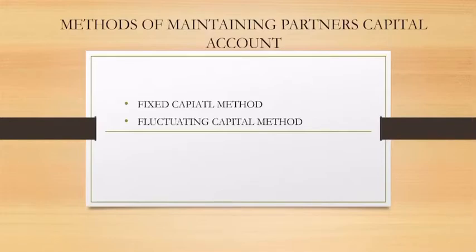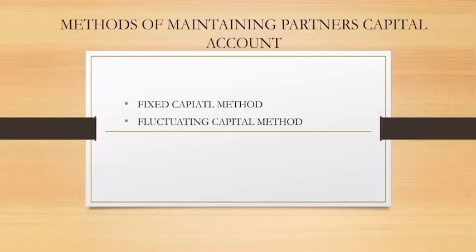Here we have two different methods of partners capital account. The first one is fixed capital method. The second one is fluctuating capital method. As we have understood already, under the fixed capital method, we prepare two different accounts. One is the partner's capital account and the other one is the partner's current account to record the various transactions and adjustments related to the partner's capital account. But in case of fluctuating capital method, we prepare only one account, that is the partner's capital account, and we consider all the adjustments related to the partners in the same account.